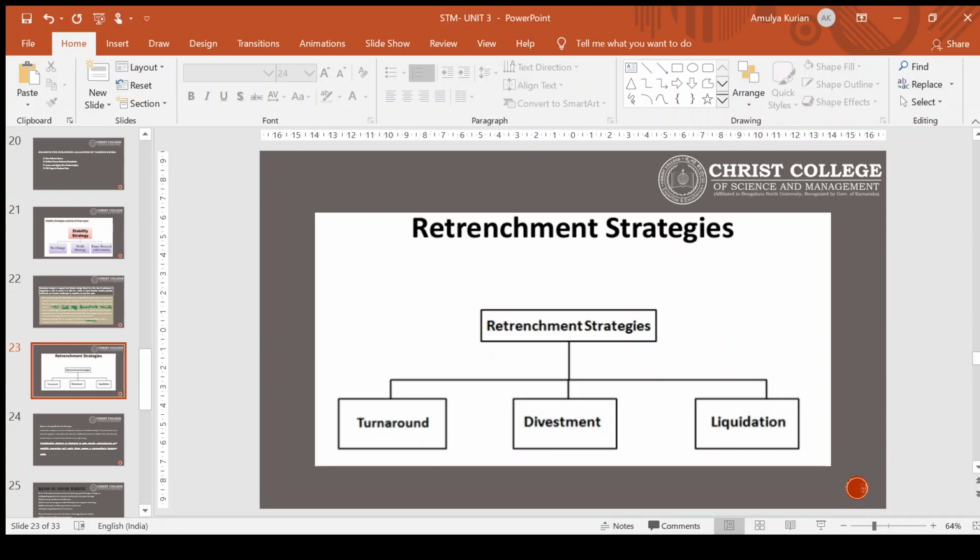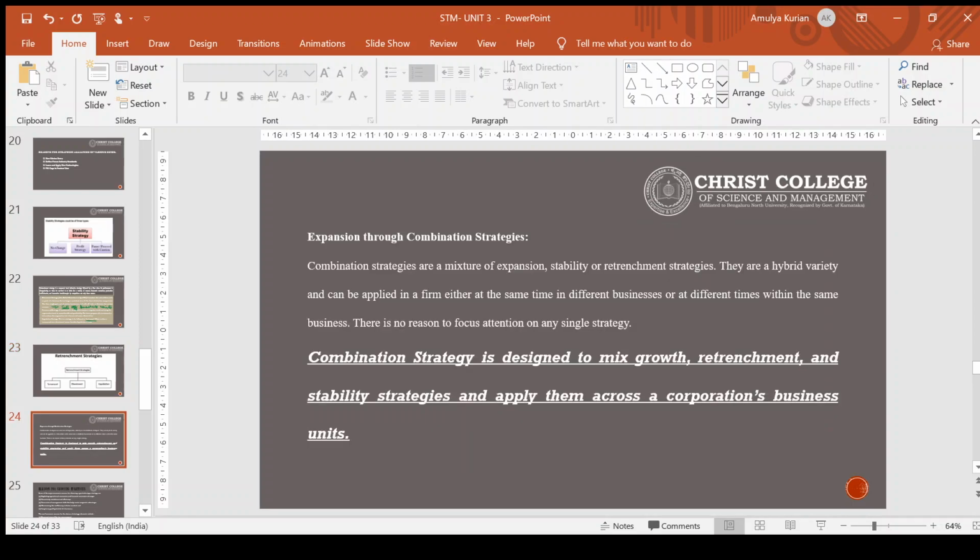So till now we have learned three different corporate strategies. First one is expansion strategy or growth strategy, second one is stability strategy, and the third one is retrenchment strategy. Now let us look at the last strategy, which is combination strategy, or expansion through combination strategy. It is the last corporate strategy where not a single strategy is adopted. You are adopting a mixture of expansion, stability, or retrenchment strategy. It is a hybrid variety. In such a situation, it is called combination strategy. It is designed to mix growth, retrenchment, and stability strategy and apply them across a corporation's business units.